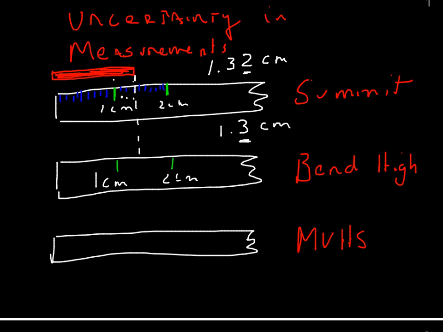Now I go and I pick up the Mountain View ruler, and I come down and I go, okay, what's this going to be? Well, I don't even have centimeters. So the best I am going to say is I think that red rectangle is 1 centimeter in length, because that's a guess, and that becomes the uncertain digit.